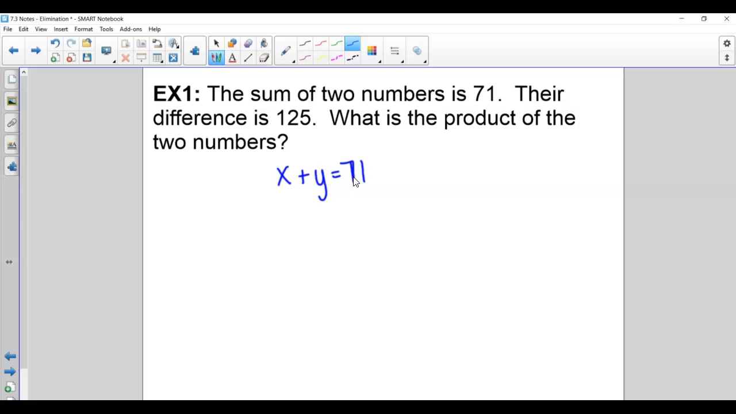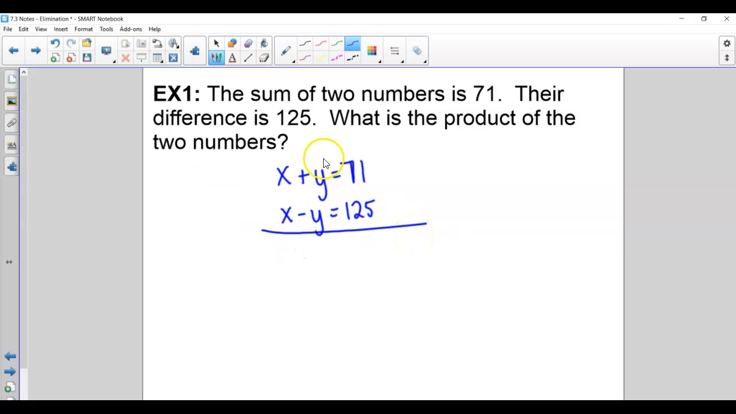Okay? And then, Gabe, what type of equation am I going to write for the second sentence? Their difference is 125. It's going to have variables. We're going to use that same x and y. What's that word difference mean? Subtract. So I'm going to say x minus y equals 125.